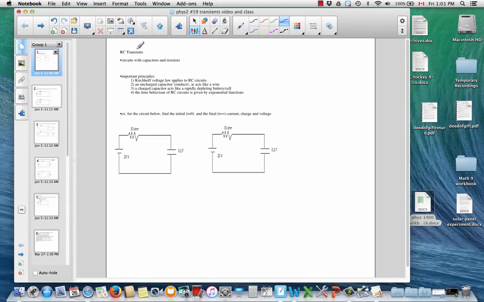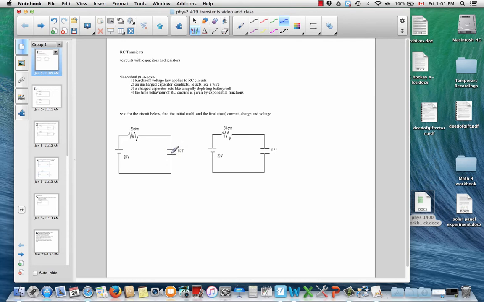Okay, our class for today is on RC transients, resistor, capacitor, and transient just means a short period of time over which change is occurring in these circuits. Kirchhoff's law is going to apply to this circuit, and current we know is going to flow out of the positive terminal of the power supply and arrive at this plate. Now, no charge is going to flow through the gap, but current will be arriving at the plate and current will be leaving the bottom plate.